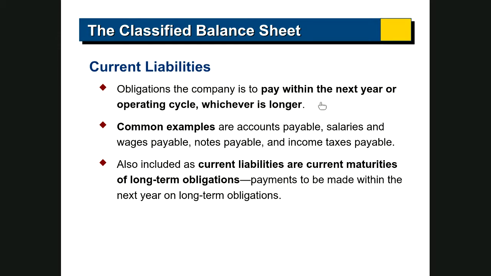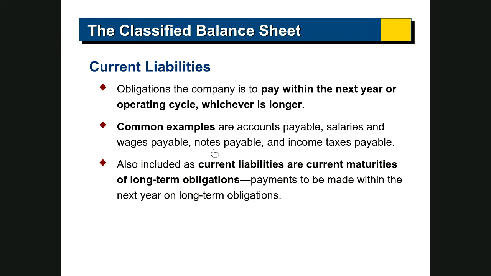So let's say accounts payable, right? You have to pay the supplier within 1 year, maybe within 1 month. You have to pay the salaries of the employees every month, right? You have the salaries and wages payable, which are going to be paid every month, notes payable, which could be due every month or every year, income taxes payable. So all of these things are current liabilities.